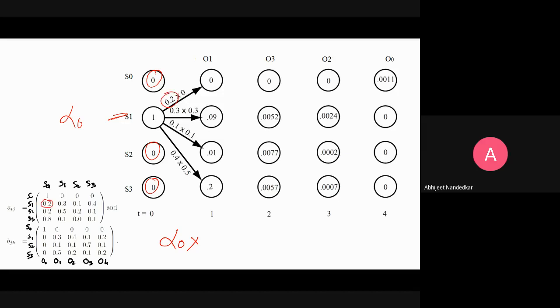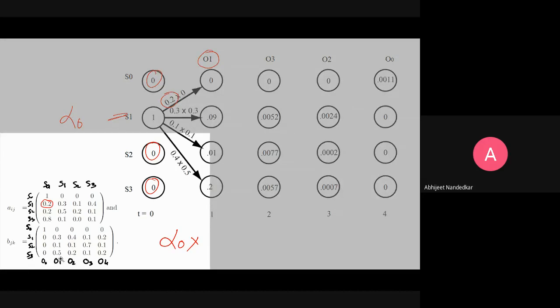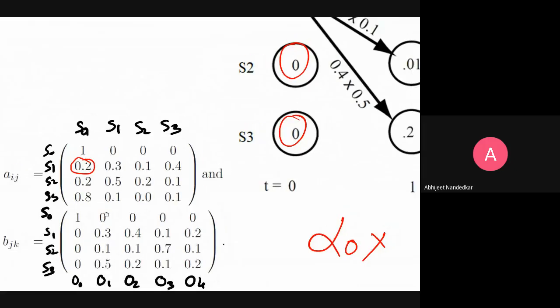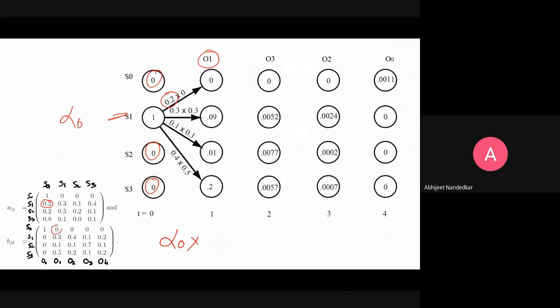So I'm writing here 0.2 multiplied by the probability of observing a symbol. So what symbol have I seen here? I have seen symbol O0. So just go to this O0. What is the chance that I will see O0 when I stand at S0? This is actually 0. So the probability that you are in state S0 and you watch the symbol O0 is 0. That's why we are multiplying it with 0.